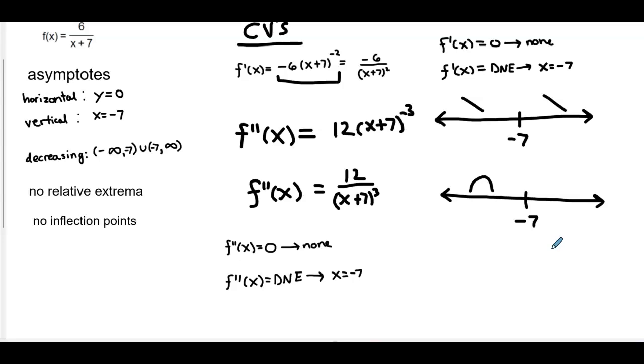If we choose a value larger than -7, let's say x equals 0, we're going to get 7 cubed in the bottom, which is a positive number. Positive 12 divided by a positive number is positive. So we'll have concave up to the right of -7.